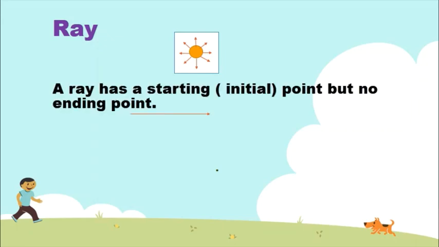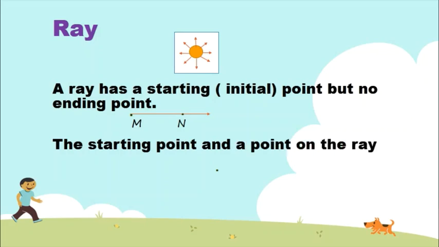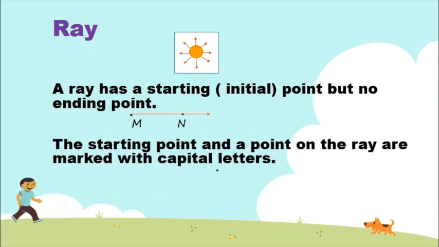A ray has a starting point but no ending point. Now observe this figure. Here we are going to mark the starting point with capital M and one more point on the ray with capital N. The starting point and a point on the ray are marked with capital letters. It is represented as ray MN. We are going to write a raised symbol above the MN.